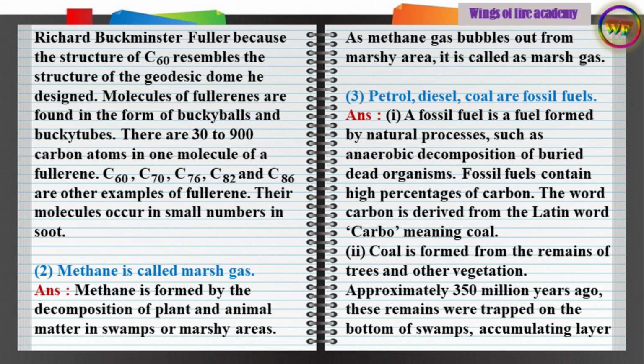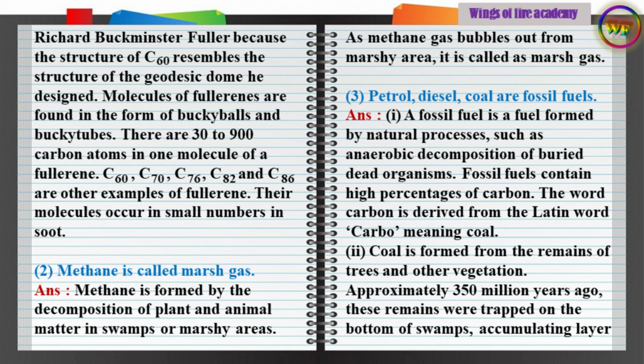3. Petrol, diesel, coal are fossil fuels. Answer. 1. A fossil fuel is a fuel formed by natural processes, such as anaerobic decomposition of buried dead organisms. Fossil fuels contain high percentages of carbon. The word carbon is derived from the Latin word carbo meaning coal.